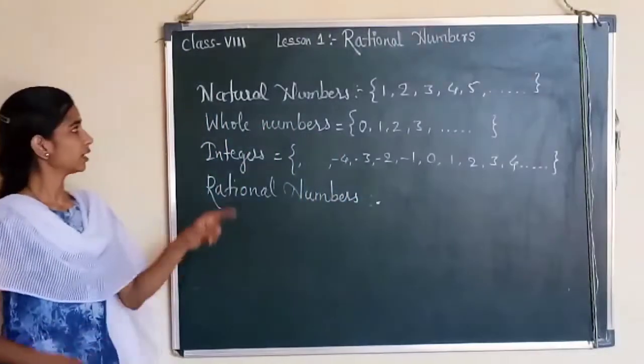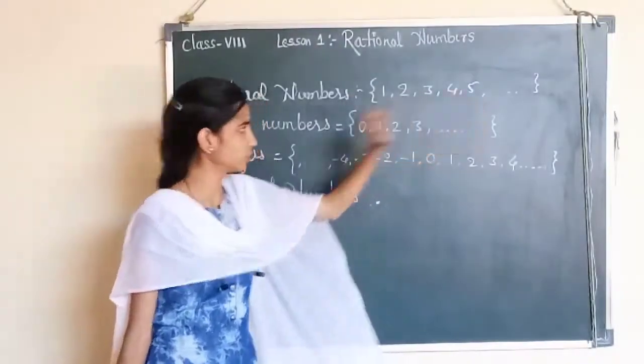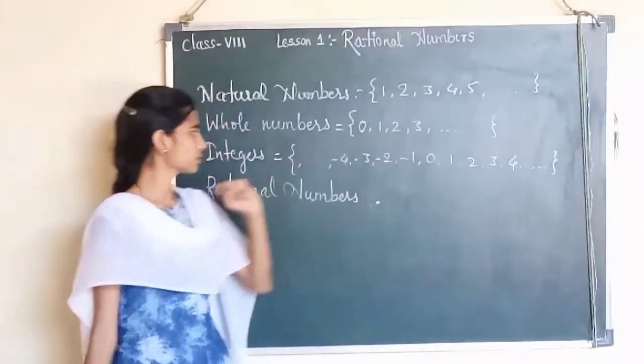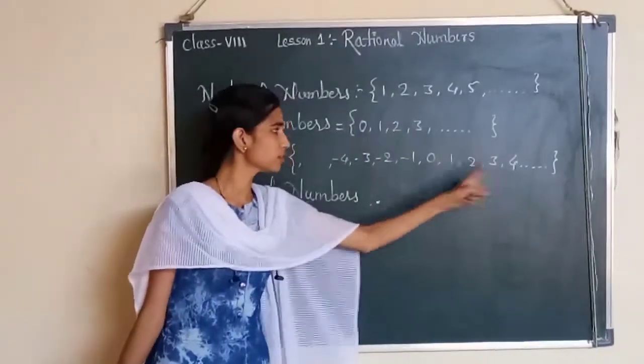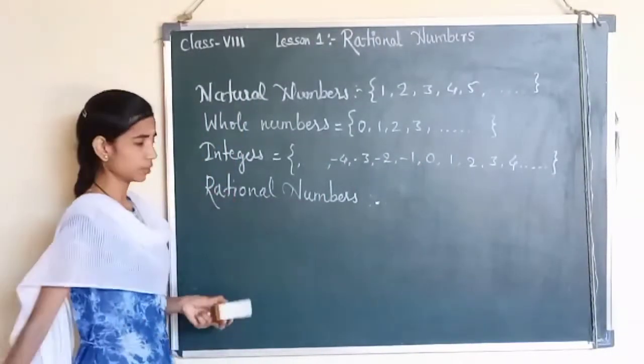Okay, I'll repeat. Natural numbers means counting numbers. All positive numbers are called natural numbers. Whole numbers, all positive numbers including 0. Integers, all negative and positive numbers including 0. Now let's see what is meant by rational number.